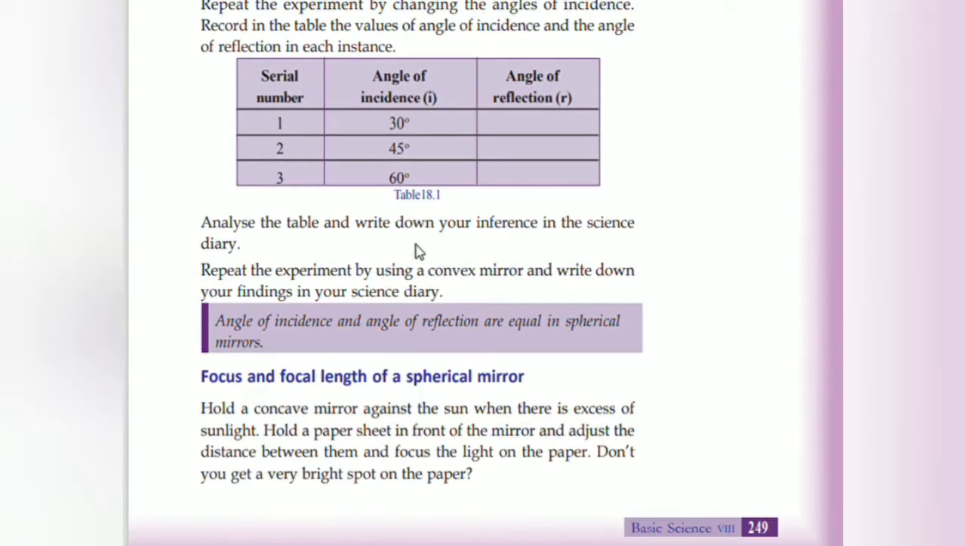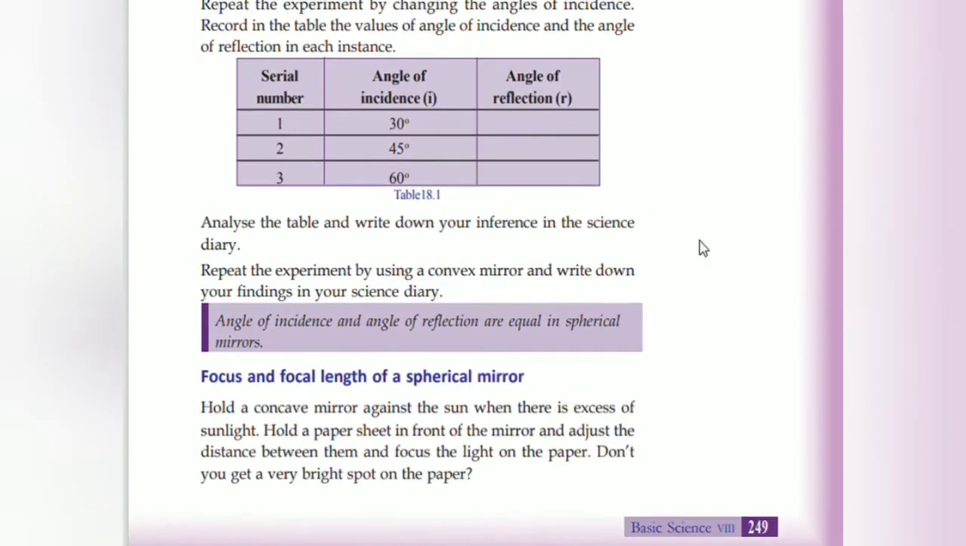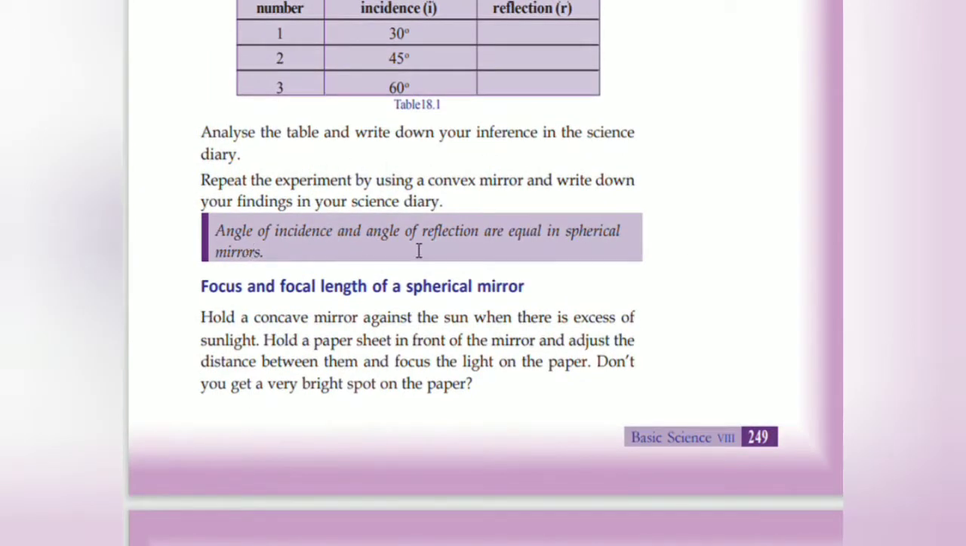Analyze the table and write out the inference in the science diary. If we are drawing a straight line, that will be 90 degrees, but if it is found to be less, then less than 90 will be the angle here. Okay, analyze the table and write. Angle of incidence and angle of reflection are equal in spherical mirrors. So if you are considering spherical mirrors, if the angle of incidence is 30, the angle of reflection will also be 30 degrees.